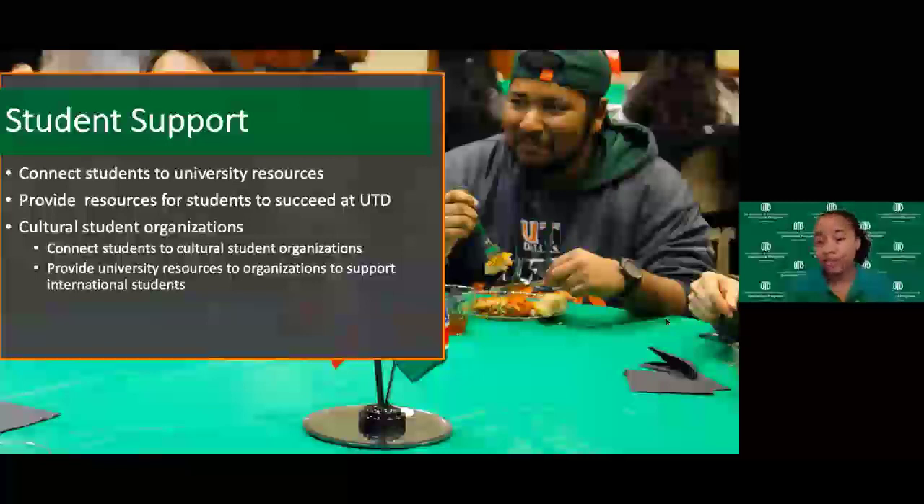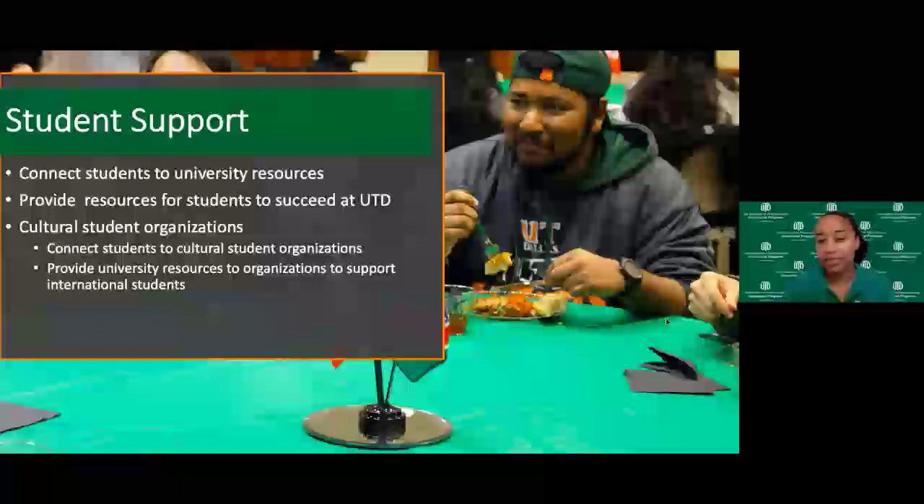We have the library. There are so many opportunities for students to gain access to a wealth of information that is going to help them develop not only academically, but also professionally. Also want to highlight our University Career Center. So there are so many opportunities for students to grow in every way possible.